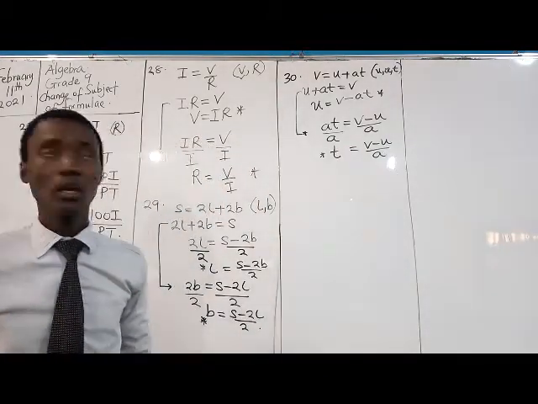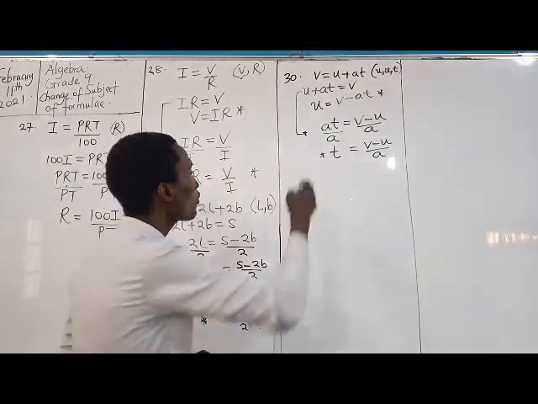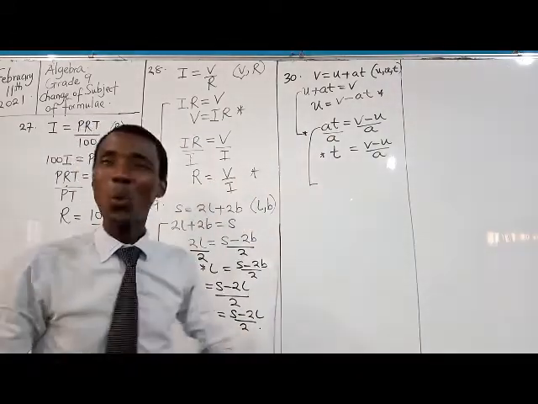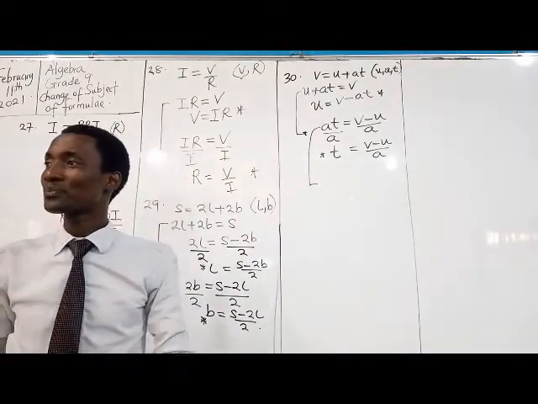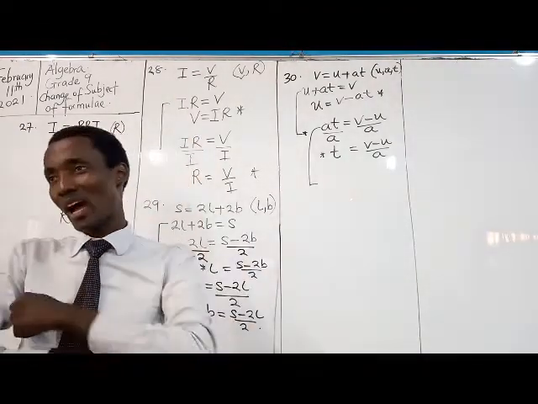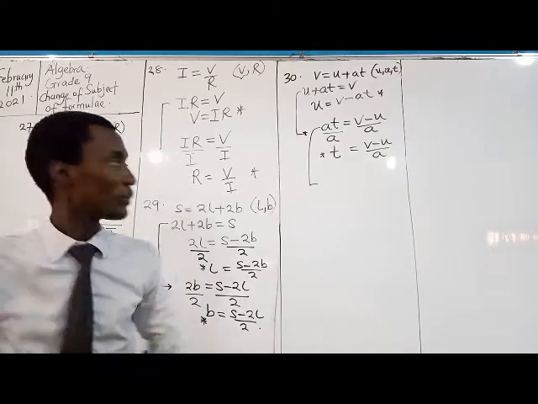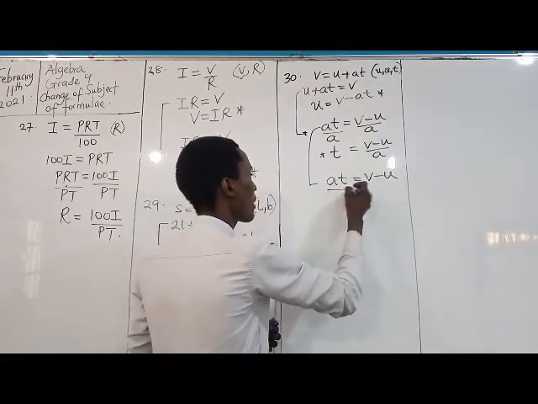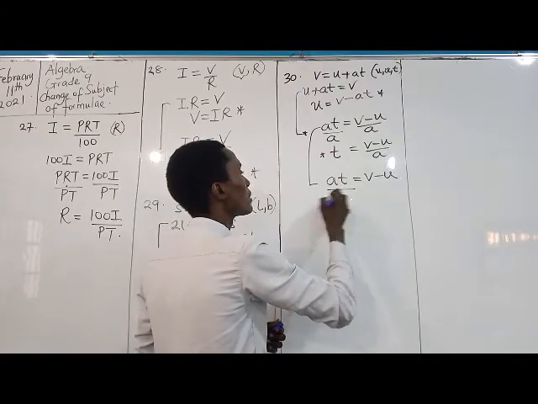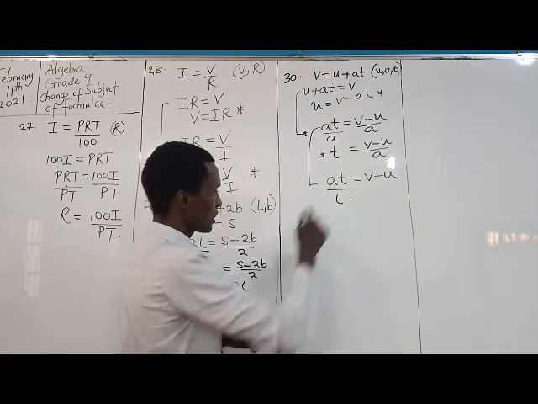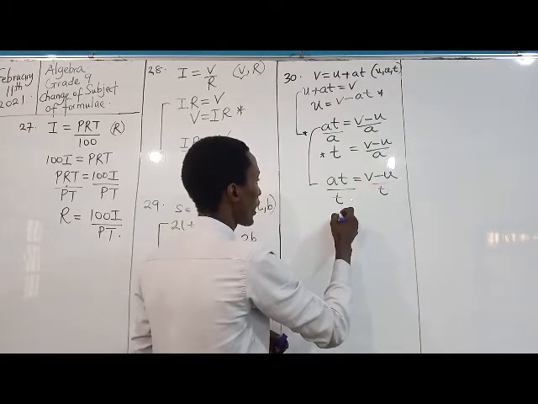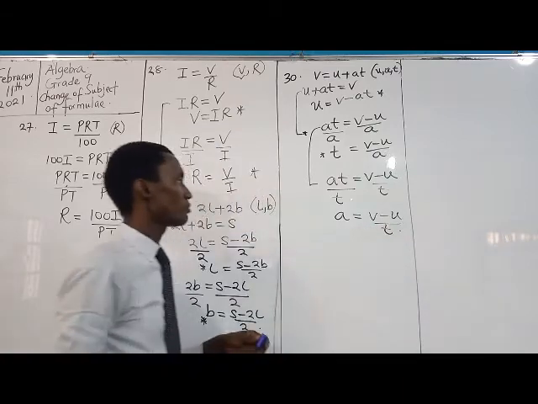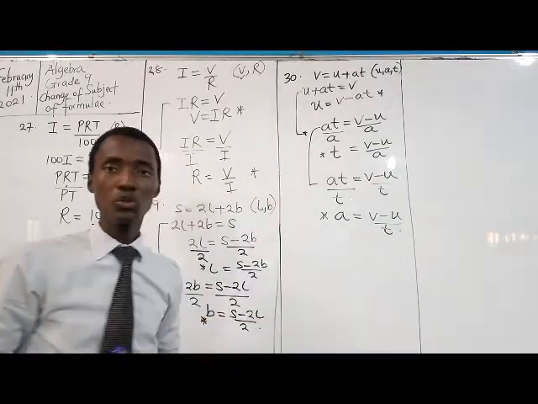That's the second one. Now the third one, I will move from here. See where I'm moving from. I don't need to go back. I know some of you in the exam, you go back to the beginning and start solving. So AT equal to V minus U. But this time around, I'm going to divide by T. And that will be A equal to V minus U all over T. So these are the answers to the question.